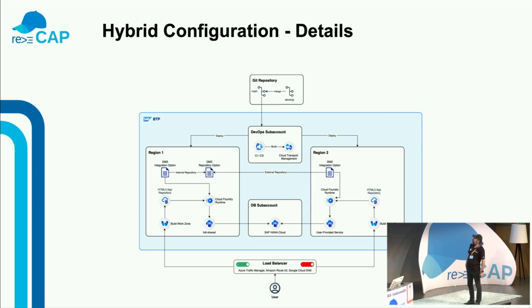And to deploy your application into the two different sub-accounts, you can use CI/CD and Cloud TMS configurations to deploy the same application into the two different regions. And in your Git repository, you can just publish your applications after some pipeline configurations.